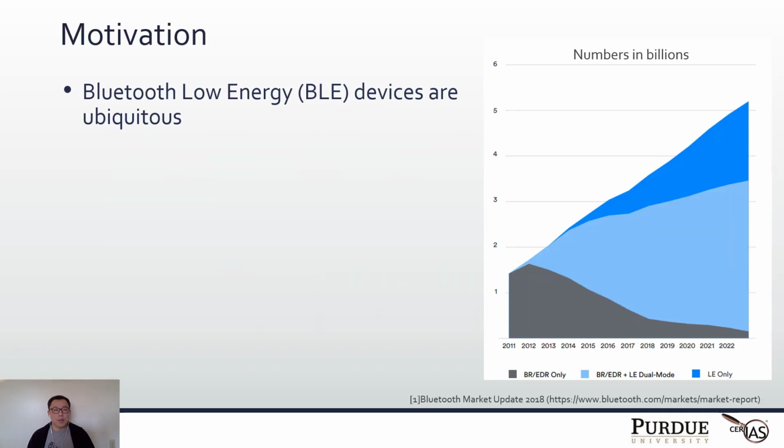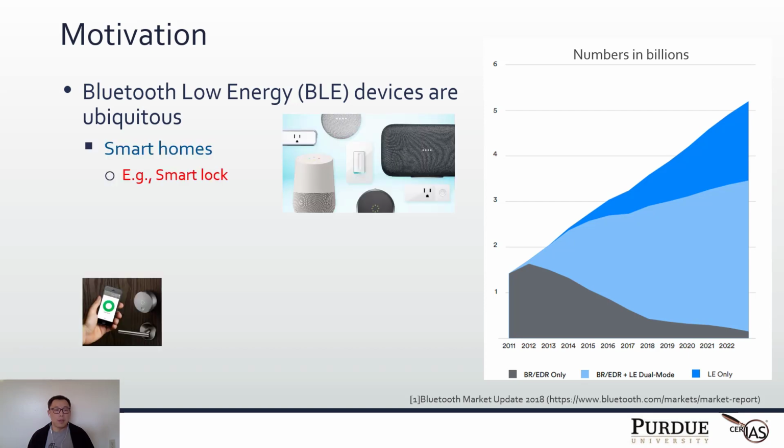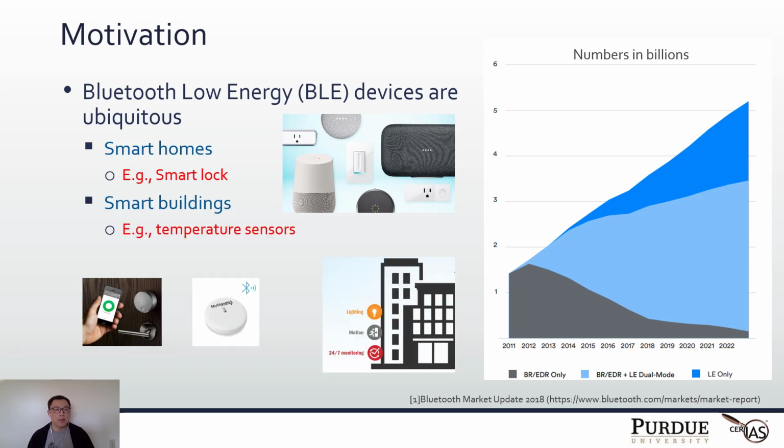BLE was released in 2011 with Bluetooth 4.0. It's mainly designed for power-constrained devices, such as smart home devices like smart lock, smart light, and smart building devices, such as temperature sensors. According to the Bluetooth Special Interest Group market update, there will be nearly 5 billion BLE devices in 2022.